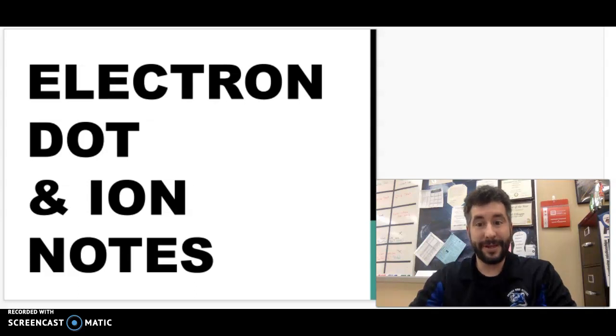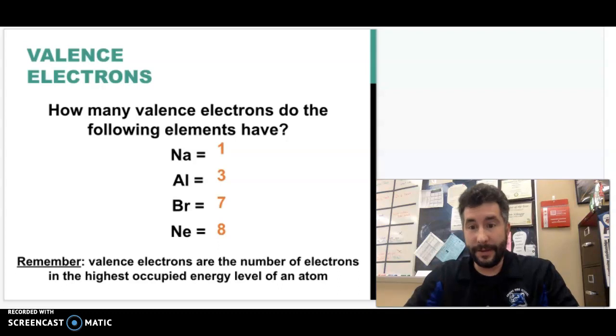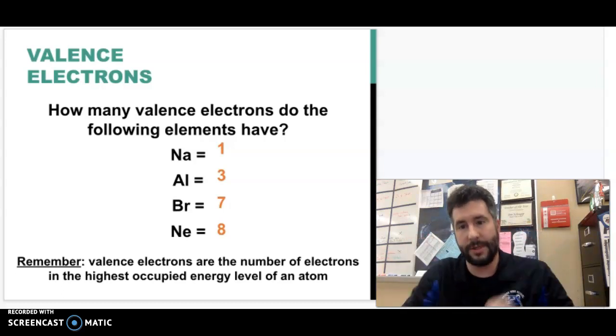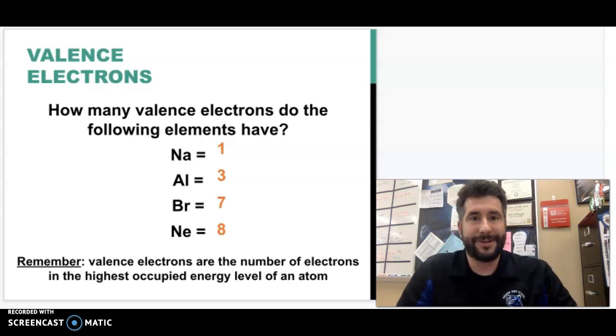Hello! Today we're thinking about electron dot structures, or what we'll also call Lewis dot structures, and ions. And so we've got an interesting thing going. First, we've got to remember valence electrons. Remember, valence electrons were from the outermost ring, or the outermost energy level in our electron configuration.